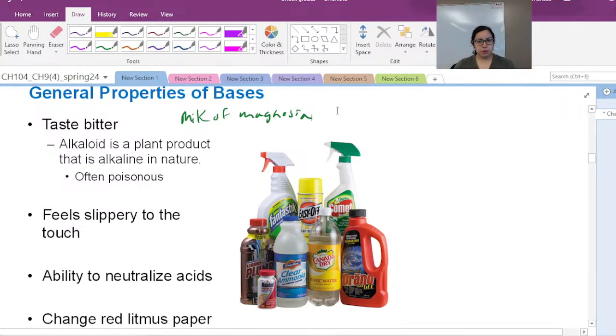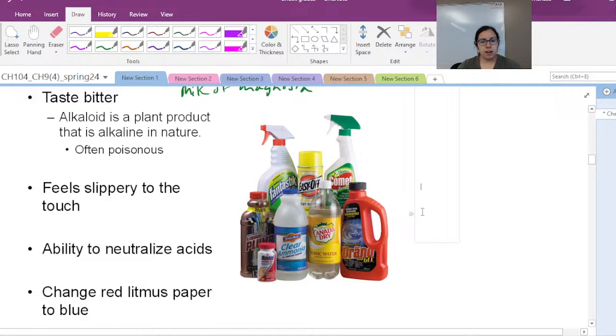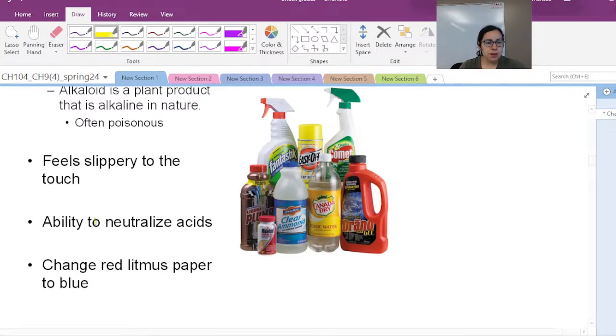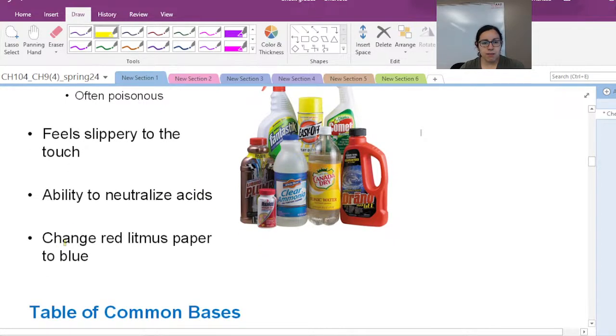So sometimes people take that, right, if you have an upset stomach. And then, again, a lot of these bases feel slippery. So you notice that with soap. You probably don't want to be touching bleach, but if you do kind of touch some bleach, you notice it has that slippery feel. And of course, right, bases will neutralize our acids. And then we have to use the red litmus paper, and it goes from red to blue.